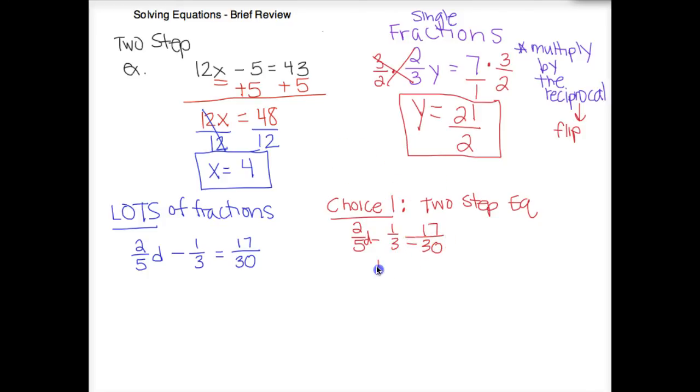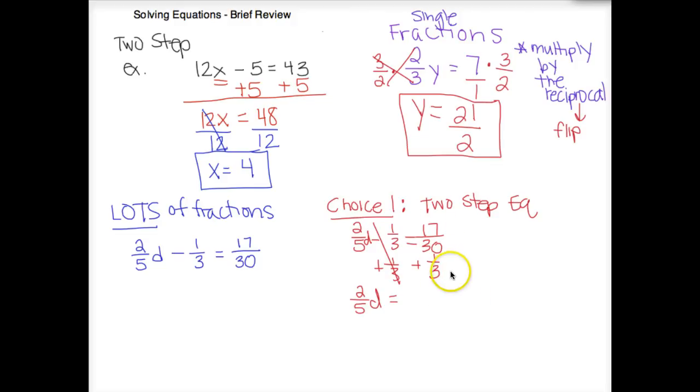So choice 1 means that my first instinct would be to add 1/3 to both sides because I'm working to try to get d by itself. So that would give me 2/5 d on the left, and on the right side I've got 17/30 plus 1/3. Now, many times in this class you're going to be allowed to use your calculator, but there will be some times where you are not. So it's really important that you know basic math.